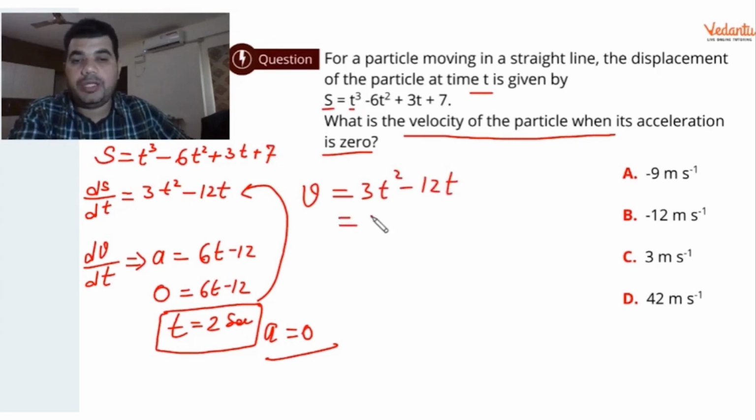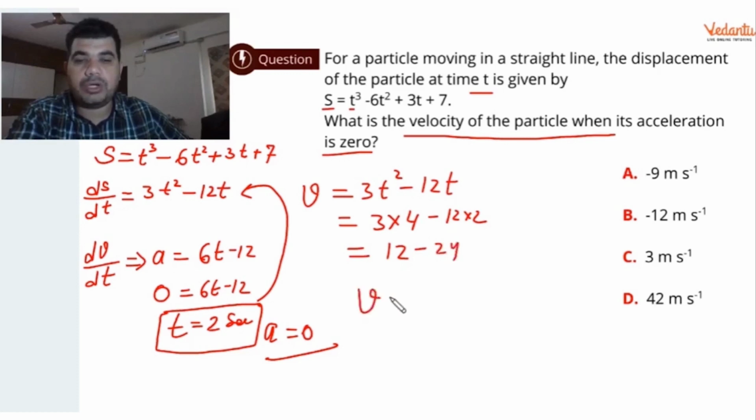So we will put here 3 and t is equal to 2. Square is 4, minus 12 into 2. So here 12 minus 24. So velocity would be minus 12 meter per second. That is the required answer.